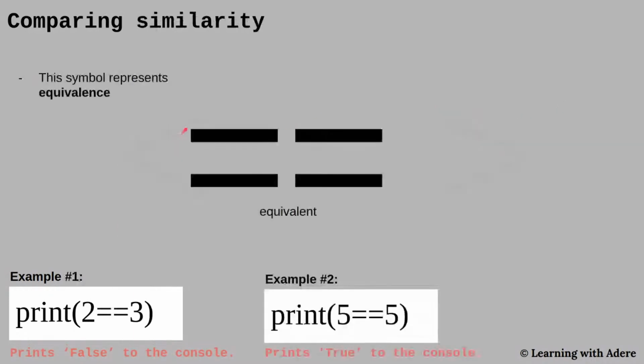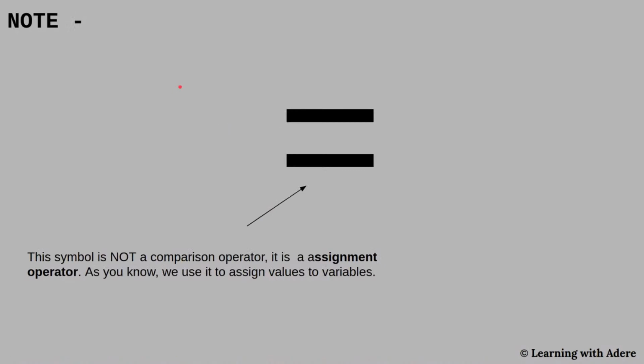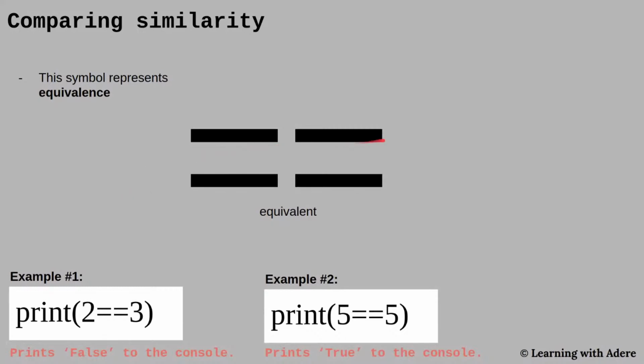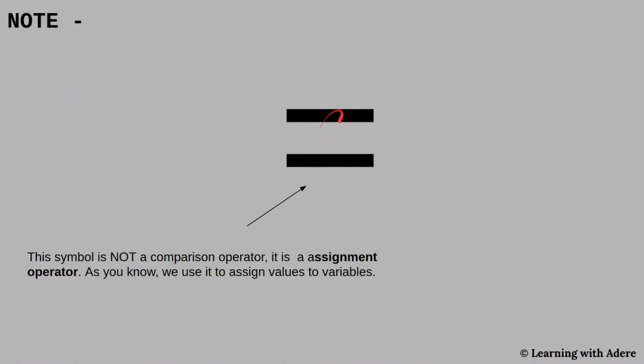Next is comparing similarity. This symbol represents equivalence in Python. Something to mention is that this symbol, one equal sign and two equal signs, are two different symbols in Python. This one equal sign is actually an assignment operator in Python. We learned it earlier because we definitely need it to assign values to variables. So this symbol is not a comparison operator, it is an assignment operator, and we use it to assign values to variables.